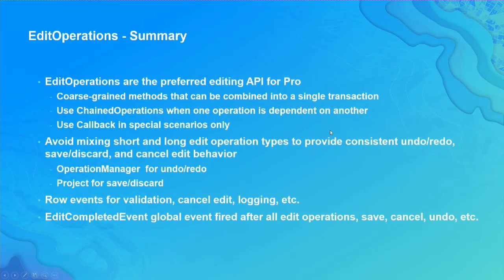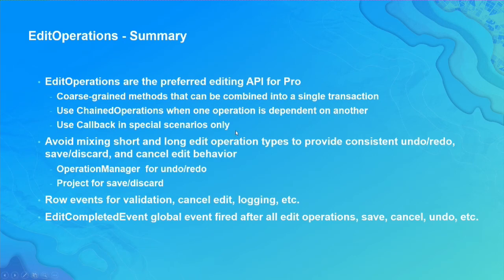All right. So we did a lot of things. In summary, EditOperations is the preferred editing API for Pro, coarse-grained methods that can be combined into a single transaction. If I'm doing 100 creates, bang them in one operation, one execute. Pretty simple. Chained operations, when the operation is dependent upon the other. One edit operation executes, the next one needs the output from that first one so I can use it in the second one, and I want one item to appear in the undo stack. That's when I use chained.